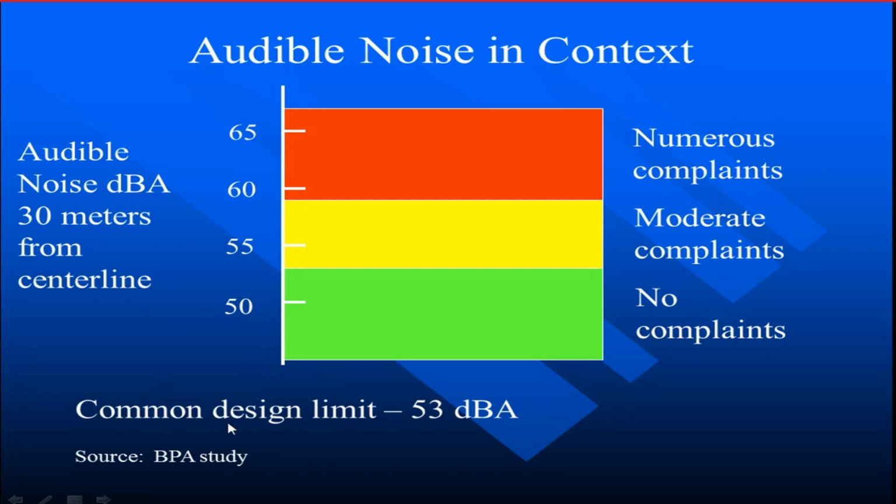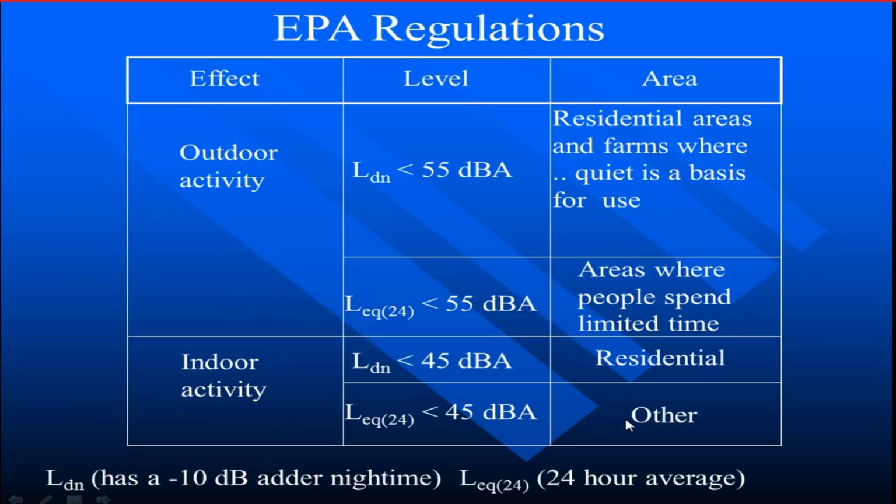So generally the common design limit, as we saw yesterday, is 52 dBA, but as per the BPA study it is 53 dBA. So some studies may give different results, but as per our yesterday's discussion, the limit for audible noise at the edge of the right of way is 52 dBA.